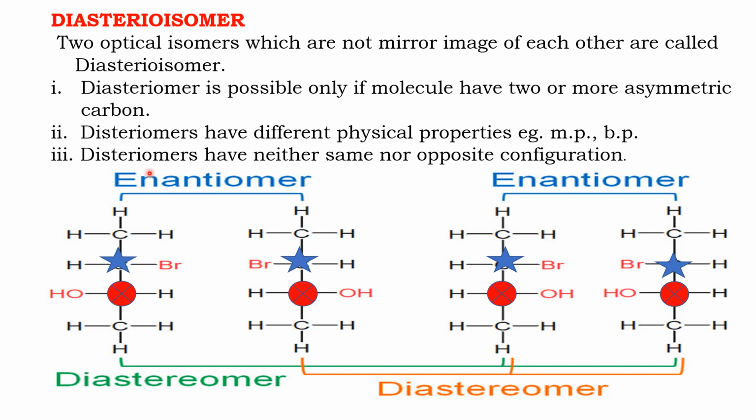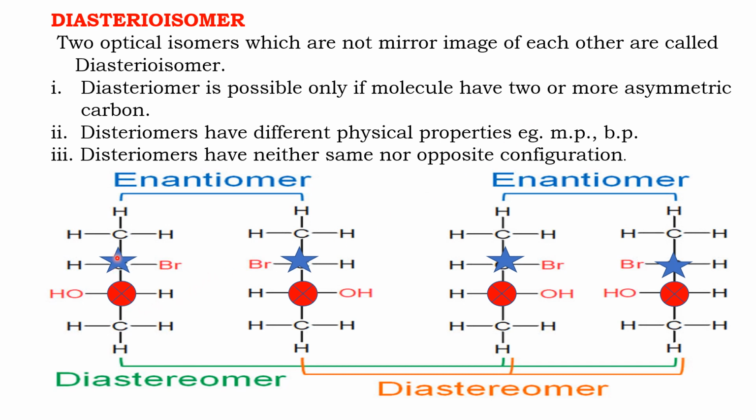So we have enantiomers and diastereomers. Enantiomers are related as object and mirror image, while diastereomers are not related as object and mirror image. So optical isomers which are not related as object and mirror image of the same compound are called diastereoisomers. And diastereoisomers are only possible if the molecule has two or more asymmetric carbon atoms. If the molecule has two asymmetric carbon atoms, it gives rise to 2 raised to n optical isomers, where n is the number of asymmetric carbon atoms. Hence, we get 4 optical isomers.